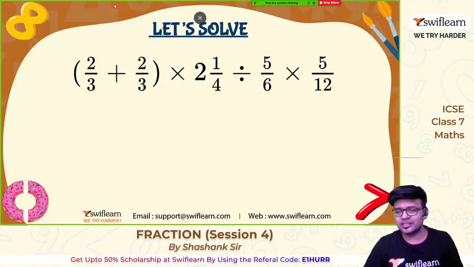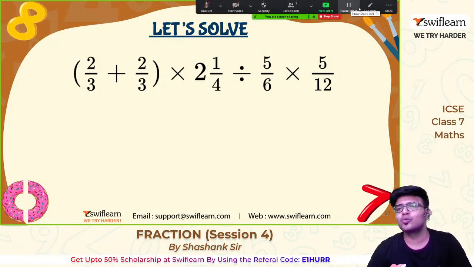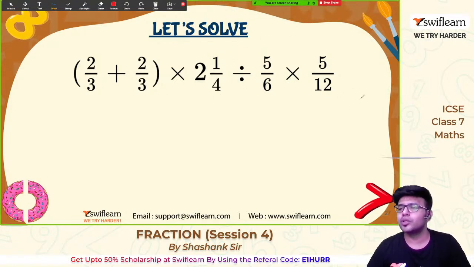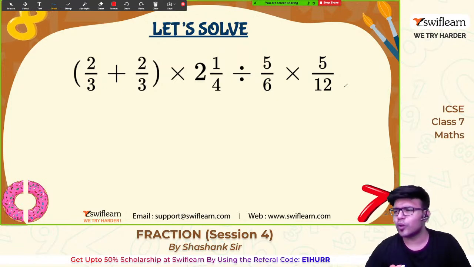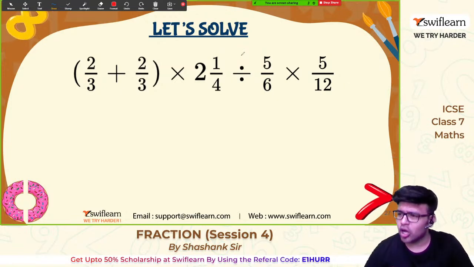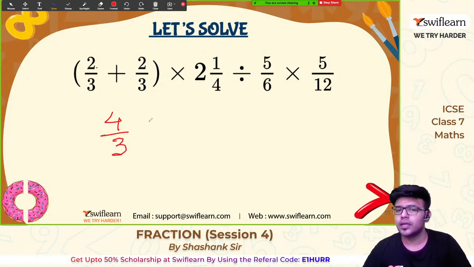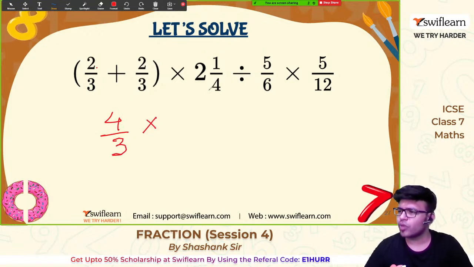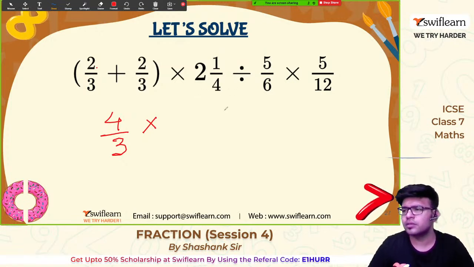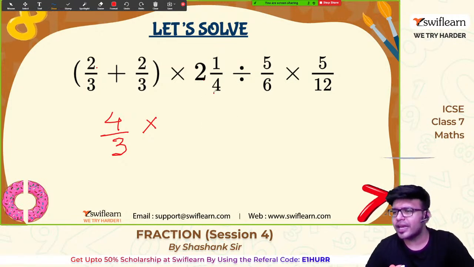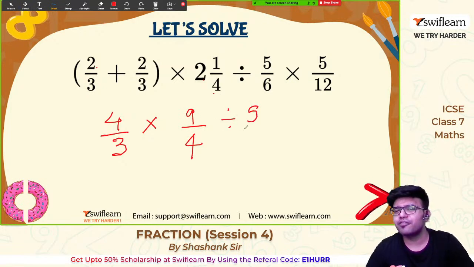Let us solve this. 2 plus 2 by 3 into this into this into this. So what is the first thing which we need to solve? The first thing, solve the brackets. So 2 by 3 plus 2 by 3 is 4 by 3. Okay. Now, this is a mixed fraction. Let us convert this. There is no harm in converting this into an improper fraction. 2 fours are 8. 8 plus 1 is 9. 9 by 4 divided by 5 by 6 into 5 by.